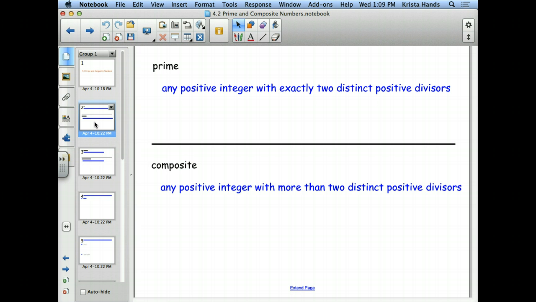So when we're looking at prime numbers, the reason I mentioned that, the number 1 is not prime. Why not? Because the only factor that 1 has is itself, 1. It doesn't have two distinct factors, it has exactly one factor. So a prime is any positive integer with exactly two distinct factors or distinct divisors.